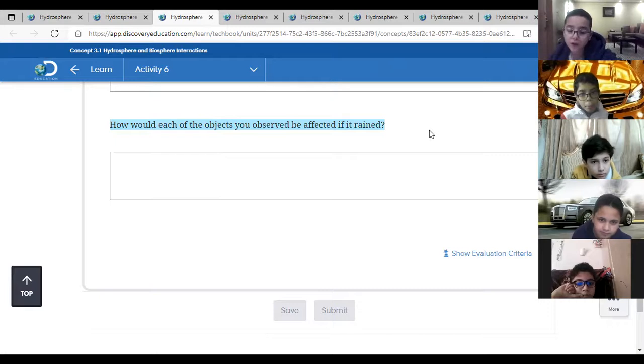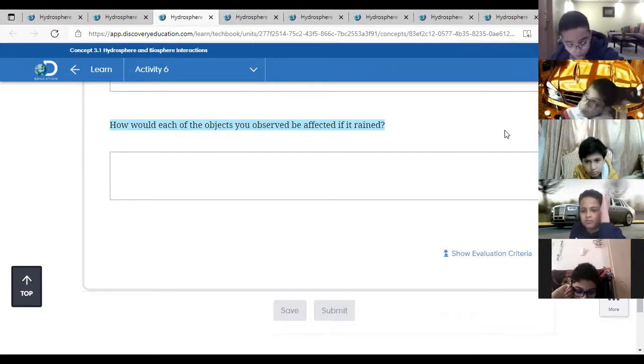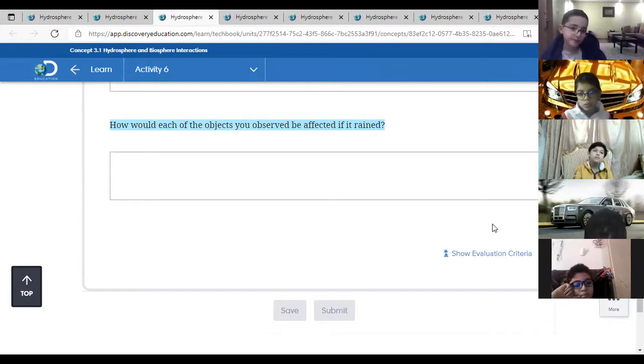What will happen if it rained? What will happen to the biosphere if there is rain? What will happen to the lithosphere if there is rain? Can you think about this? Yes, Amr? Erosion and the lake formation will happen. Excellent, thank you. There will be humidity in the air as well.